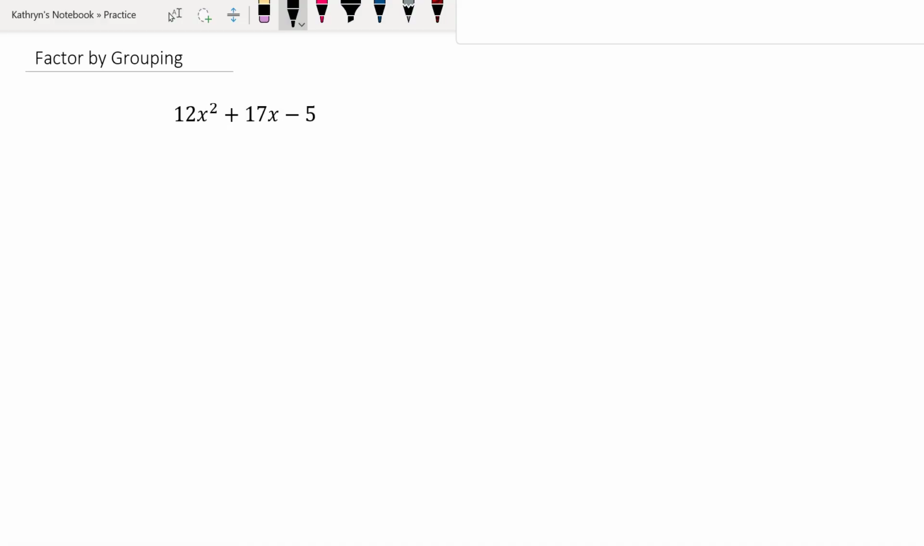Let's factor by grouping. I know I'm going to use the grouping method because I have a number here other than 1. So what we need to do is figure out numbers that multiply. We're going to take A times C. Sometimes this is called the AC method, which is negative 60. So I have to think of two numbers that multiply to negative 60, but they also have to add to 17.